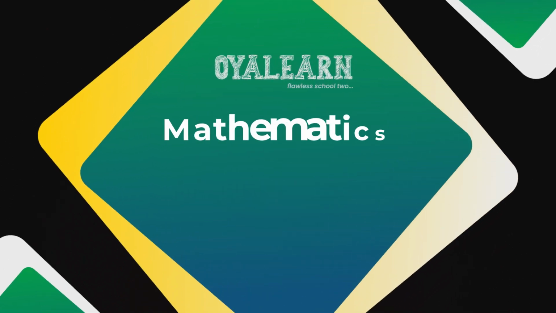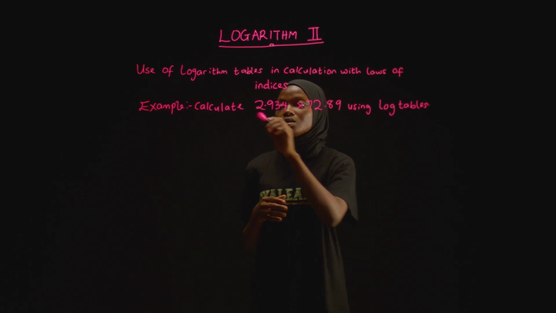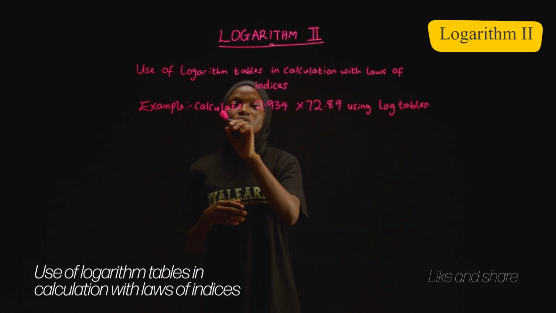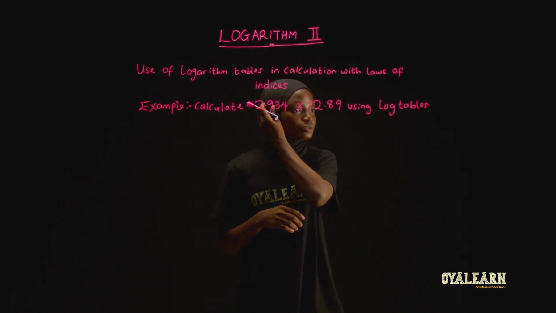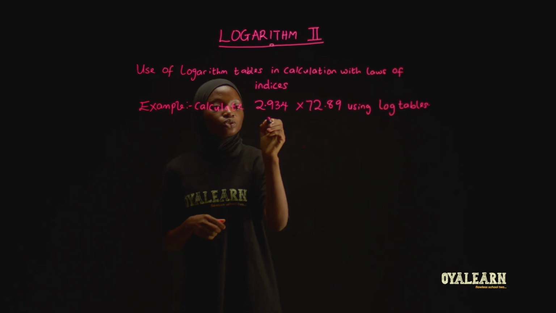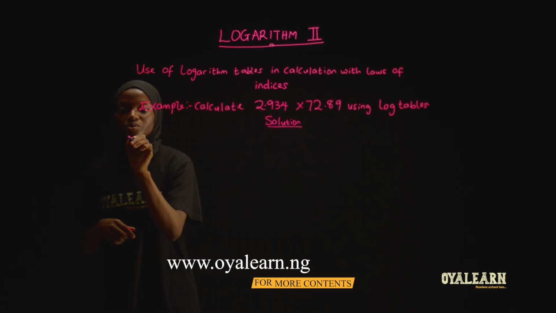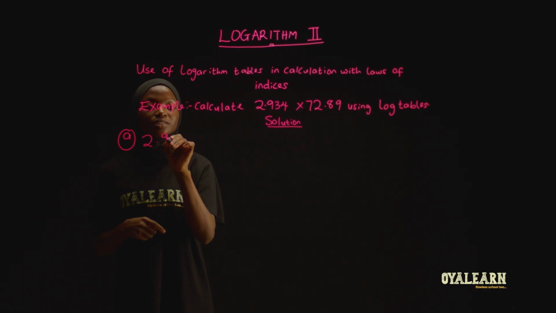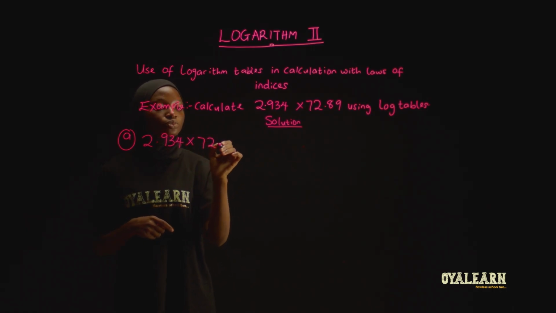Let's learn how to use logarithm table with laws of indices to calculate such numbers. Calculate 2.934 times 72.89 using logarithm table. Solution. We write out the number 2.934 times 72.89.